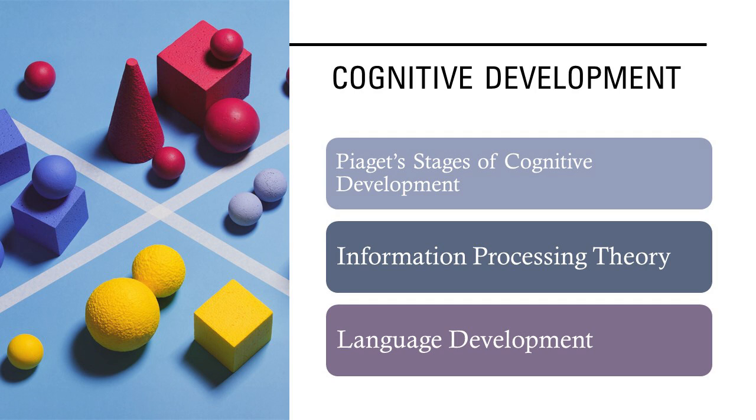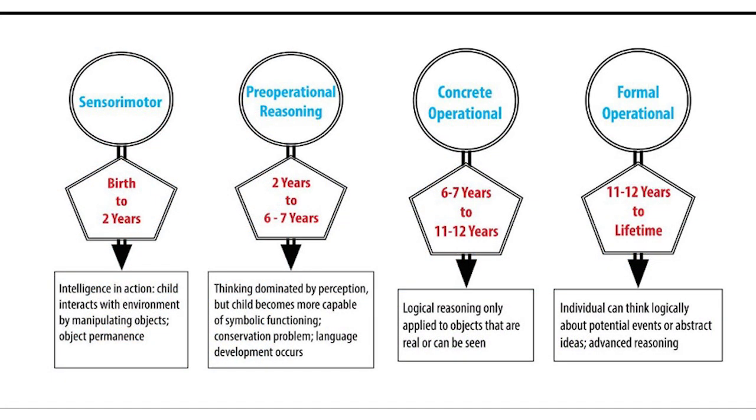Language development refers to how children acquire and refine their ability to communicate. It begins with early sounds and gestures, progresses to single words, and later forms complex sentences. Social workers play a key role in identifying language delays and advocating for early interventions to support communication skills in children.